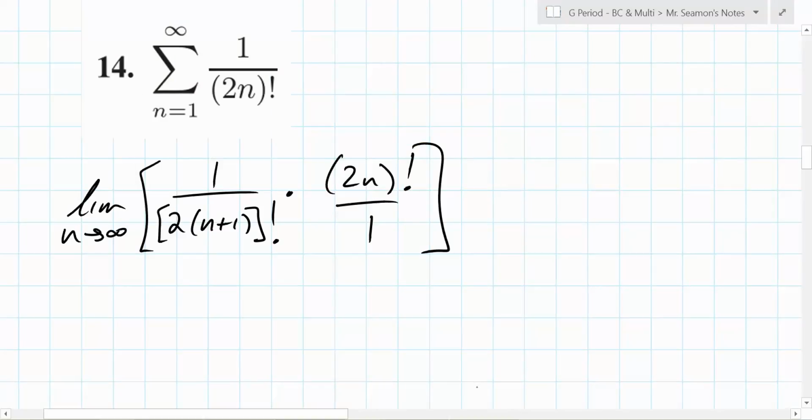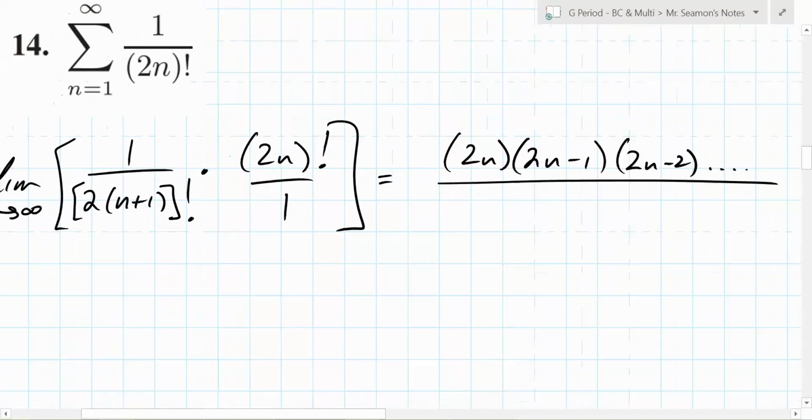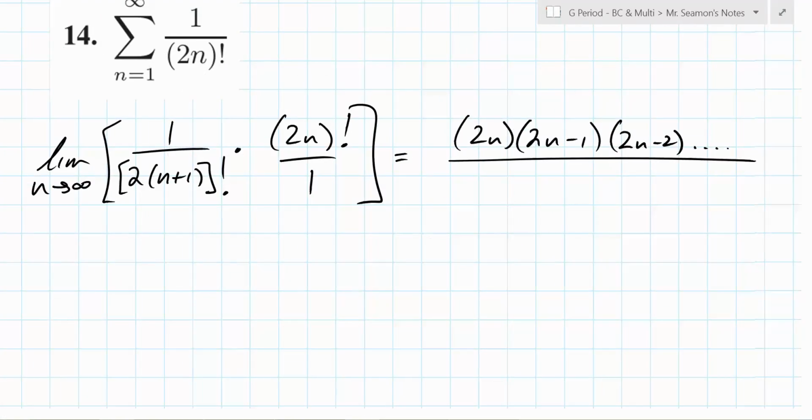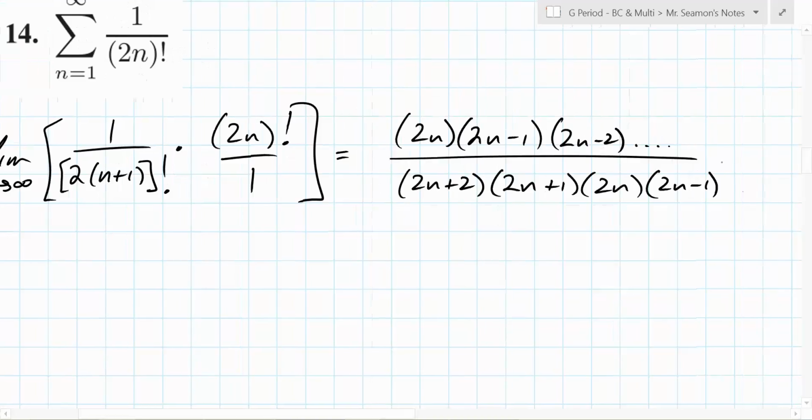Simplifying factorials. Please simplify what's inside the parentheses first. So on the top, what do you end up with? 2n times 2n minus 1 times, right? You see this? Over. I said simplify the other one first, though, right? So what does this become? 2n plus 2 factorial. So what's the next one? 2n plus 1, 2n, and then what? 2n minus 1. You with me so far?